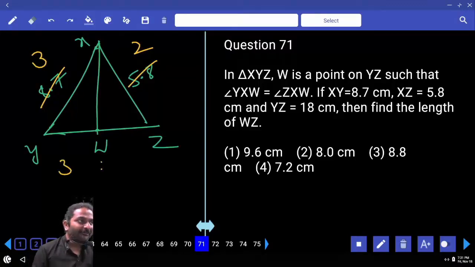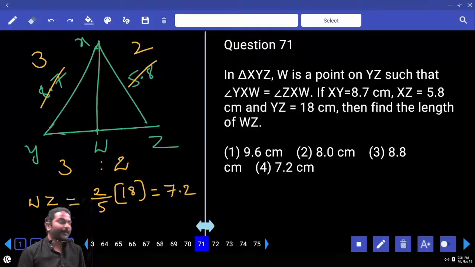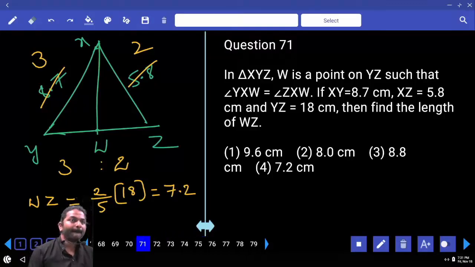So even YW and WZ ratio must be 3:2. We were asked to calculate WZ, which is equal to 2/5 of 18, that is 36 by 5, 7.2 centimeters.